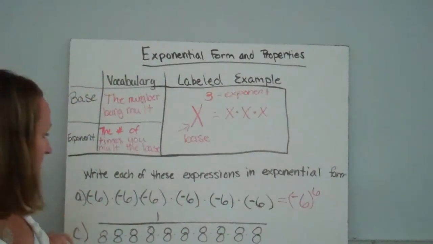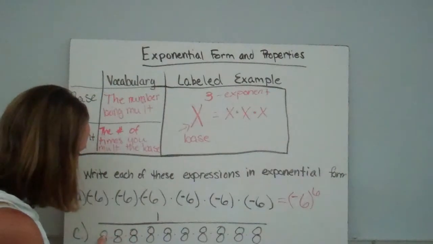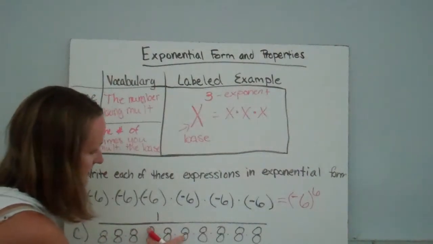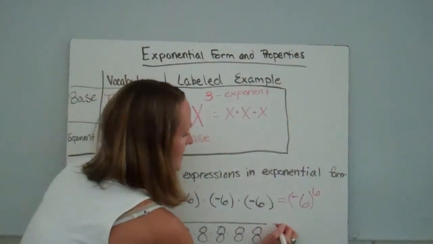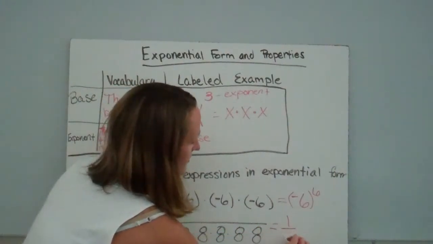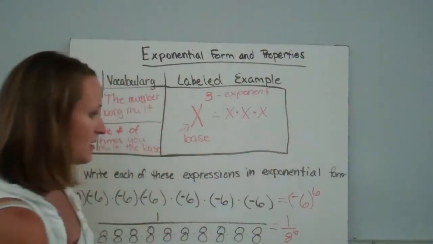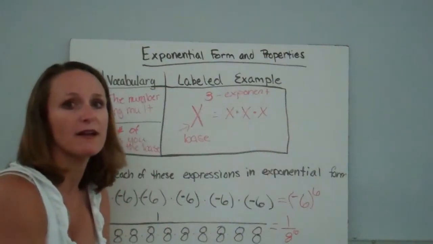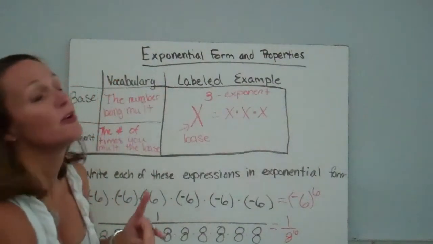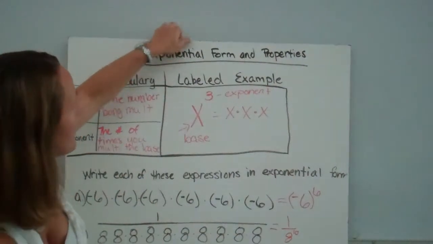Okay, let's look at C. I have 1 over 8, and 8 is multiplied 1, 2, 3, 4, 5, 6, 7, 8, 9, 10 times. So I can say that this is 1 over 8 to the 10th. I could also actually multiply 8 to the 10th, but I don't have a calculator right now, and I sure can't do that in my head. You go ahead and do example D on your own. We'll talk about it tomorrow.